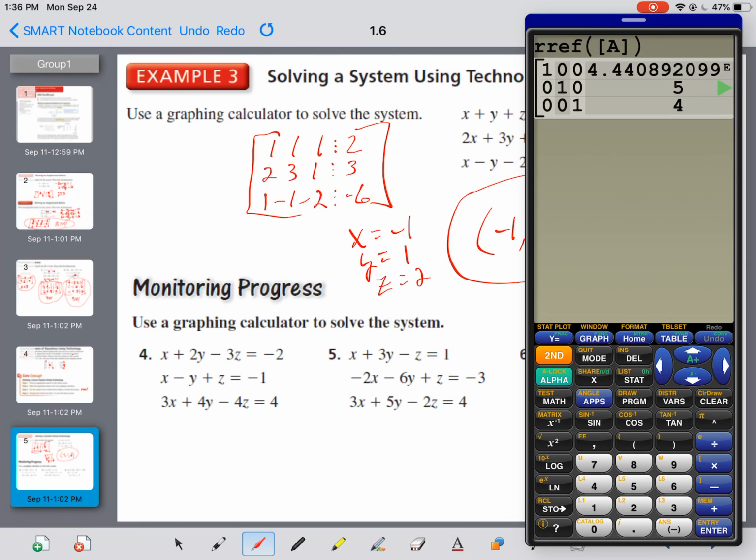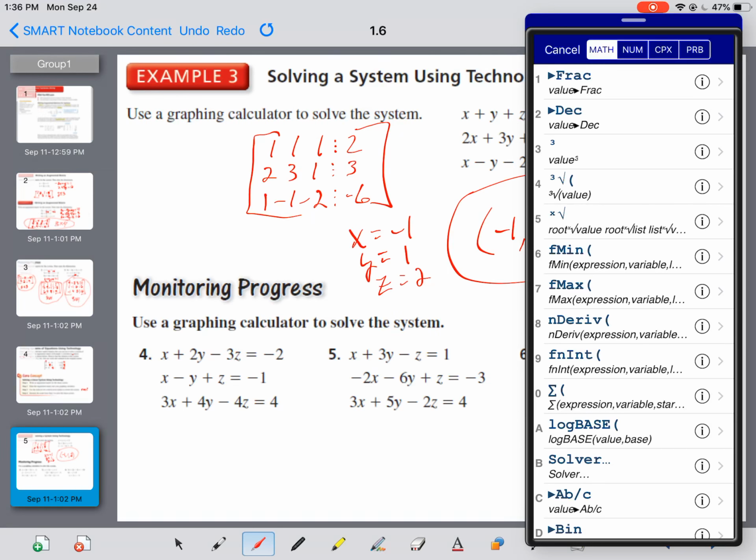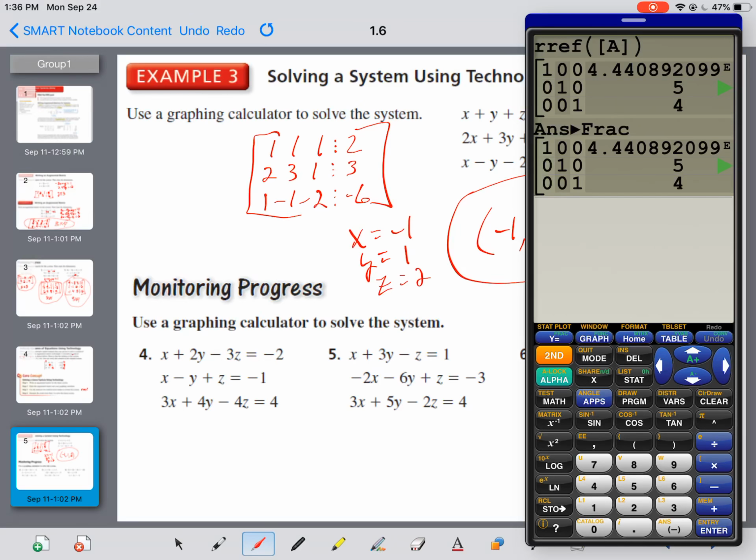Okay, so what I might try to do is if I come back out here, if I just do math, I can change to fraction. And I'll see, no, it won't change it to a fraction. So it's a really small number. I might have gotten a number wrong in there. So we need to go check that back out in our matrix.